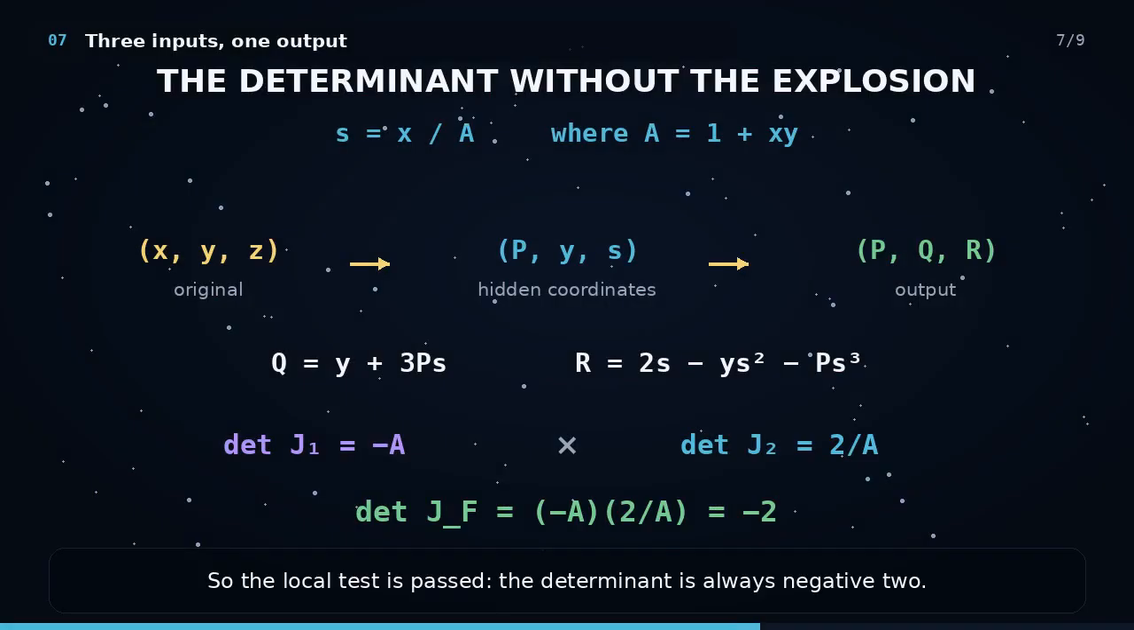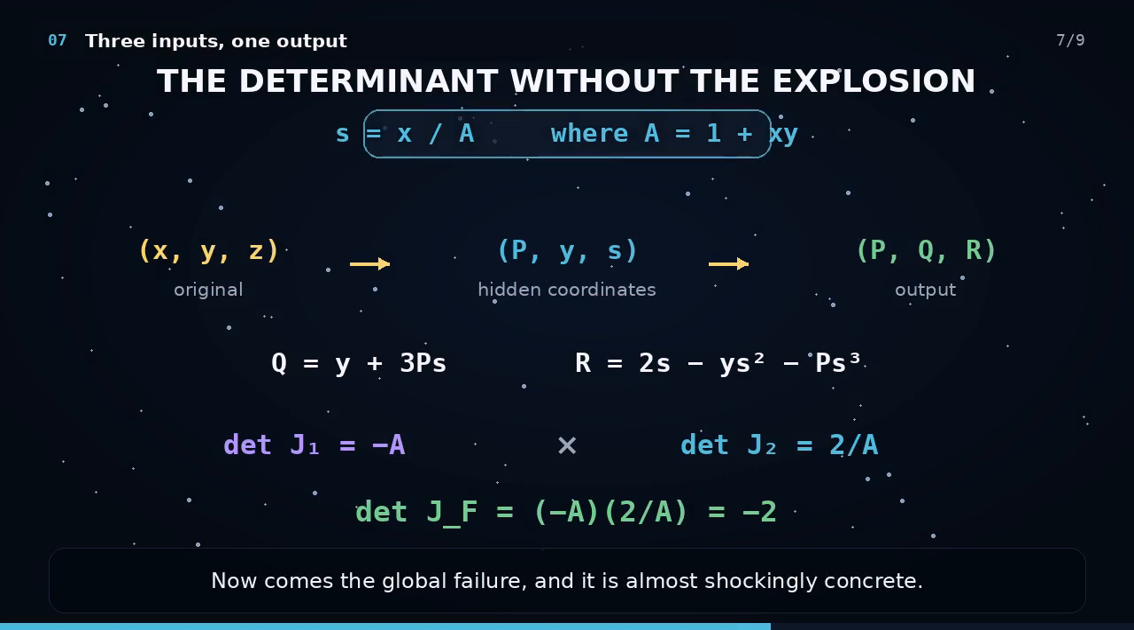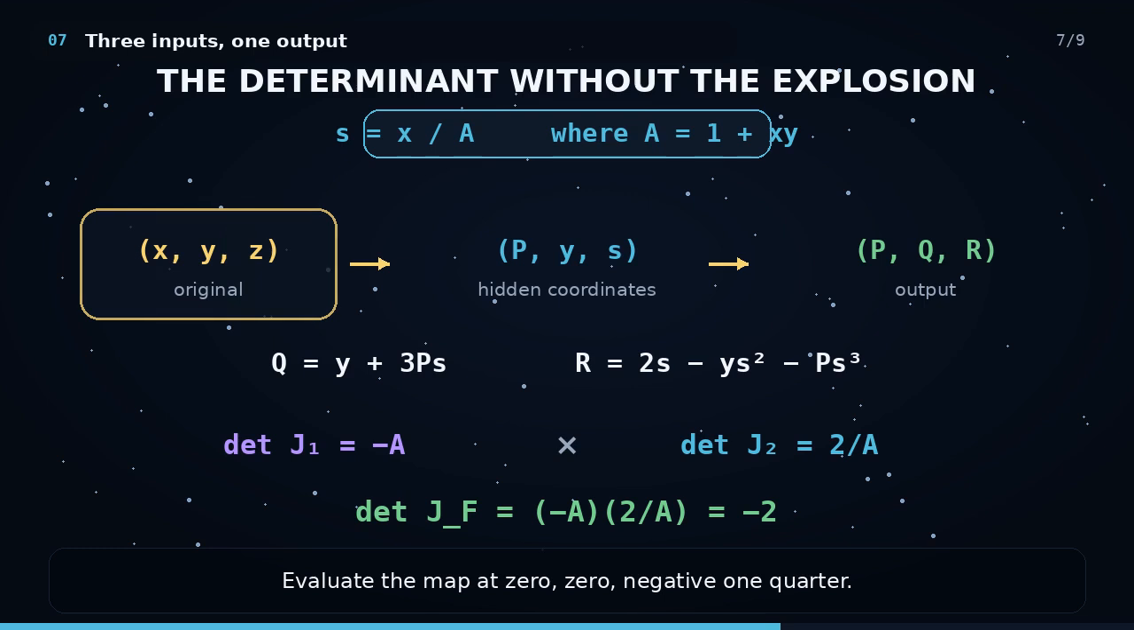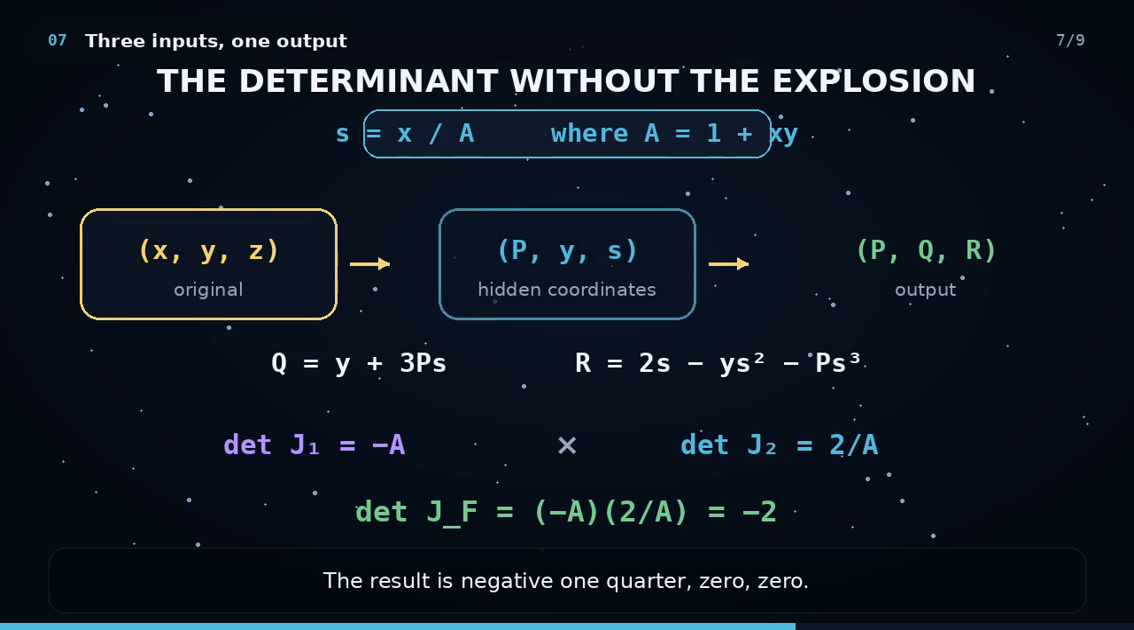So the local test is passed. The determinant is always negative 2. Now comes the global failure, and it is almost shockingly concrete. Evaluate the map at 0, 0, negative 1/4. The result is negative 1/4, 0, 0.